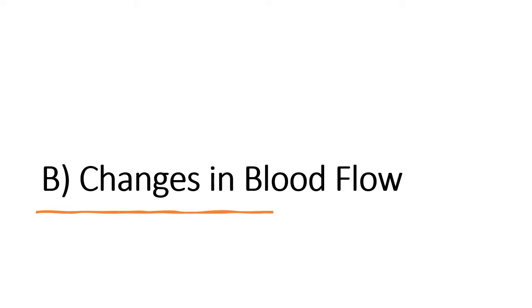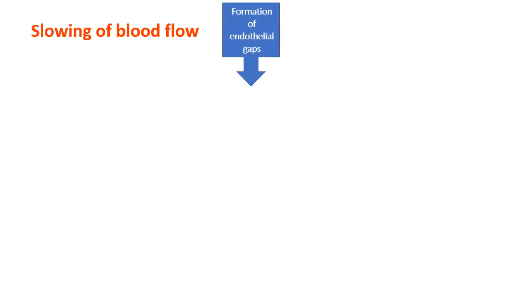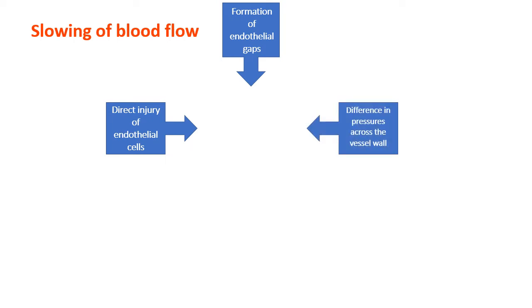Changes in the blood flow. The blood flow is initially rapid due to vasodilation. This leads to hotness and redness and increased local hydrostatic pressure and early formation of exudate. The initial rapid flow is followed by slowing of blood flow. Slowing of blood flow occurs due to increased vascular permeability, which results from formation of the endothelial gaps due to contraction of the endothelial cells, direct injury of the endothelial cells in severe injury, and also due to difference in pressures across the vessel wall.